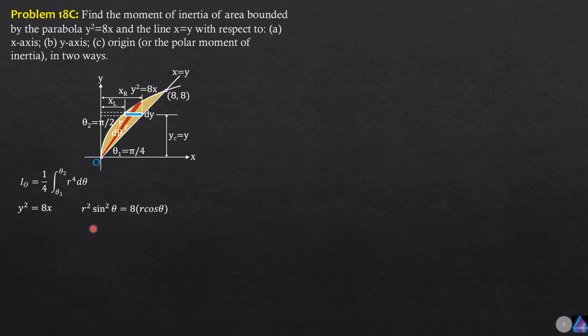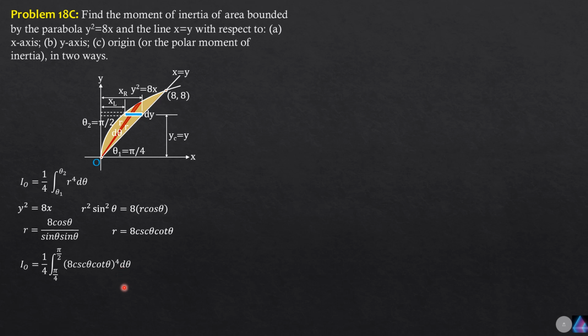So this is r equals 8 cosine theta divided by sine squared theta, and I break sine squared theta into sine theta times sine theta so that you can clearly see the expression, which is r equals 8 over sine theta, times cosine theta over sine theta. 1 over sine theta is cosecant theta, and cosine theta over sine theta is cotangent theta. So that would be r equals 8 cosecant theta cotangent theta. So substituting, IO equals 1/4 integral pi over 4 to pi over 2 of quantity 8 cosecant theta cotangent theta to the 4th d theta.